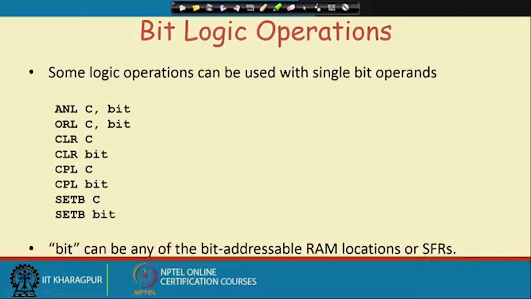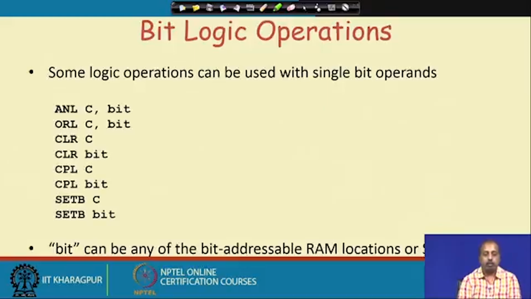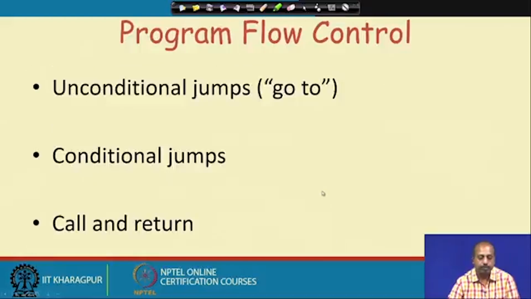There are some bit level logic operations also, where you can specify individual bits instead of a byte. So, you can specify an individual bit, like ANL C, bit. So, it is AND logical carry with some bit. Similarly, ORL C, bit, CLR C, CLR bit, CPL C, CPL bit. So, these are all bit level logic operations. The bit can be any of the bit addressable RAM locations or some location of the special function register or SFR. So, that way we can have these bit level operations done, same as the byte level operations.